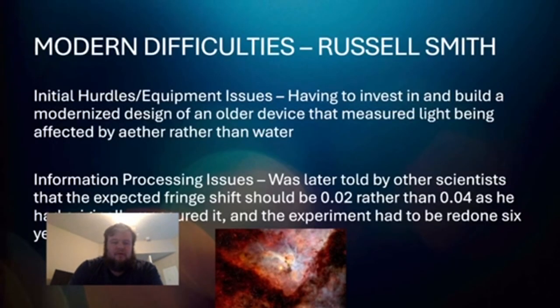The initial hurdles and equipment issues were having to invest in and build a modernized design of an older device that measured light being altered by aether rather than water. And the information processing issue was that he was later told by other scientists that the expected fringe shift should be 0.02 rather than 0.04 as he had originally measured it, and the experiment had to be redone 6 years later in 1887.